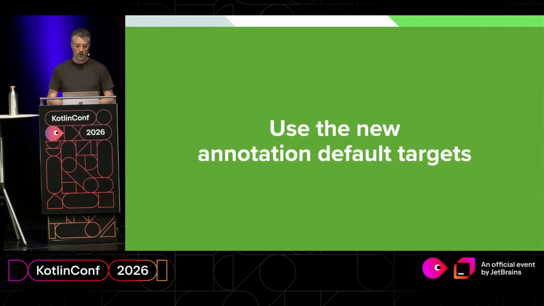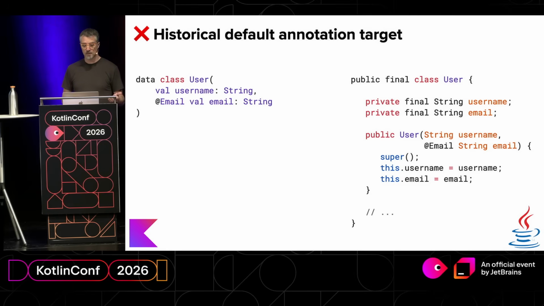An evolution of the Kotlin language to be a better fit with the Java ecosystem is the new annotation default targets. Usually, when you are building your Kotlin code, you are using Hibernate Validator, Jackson annotations, basically annotation-based libraries that are coming from the Java world. You naively annotate your data class properties like that, and then nothing happens.